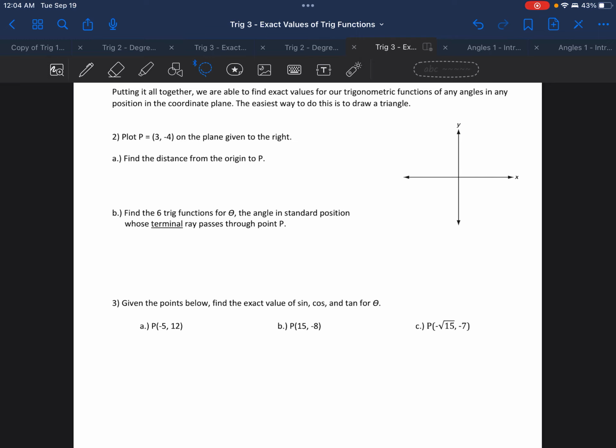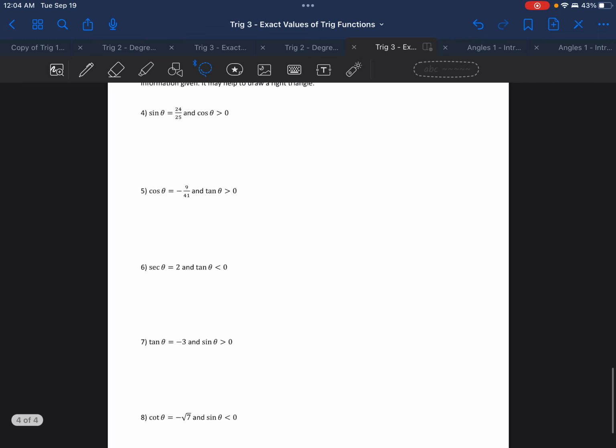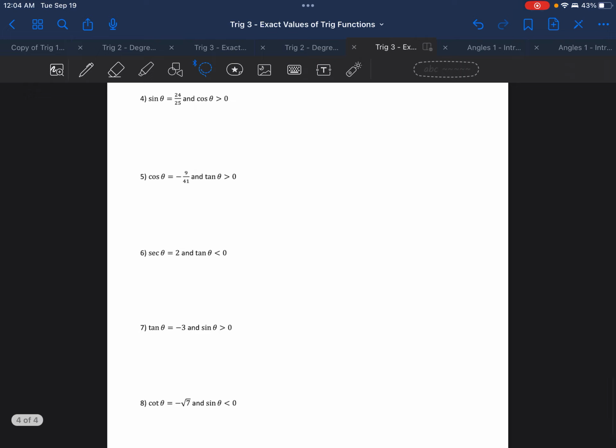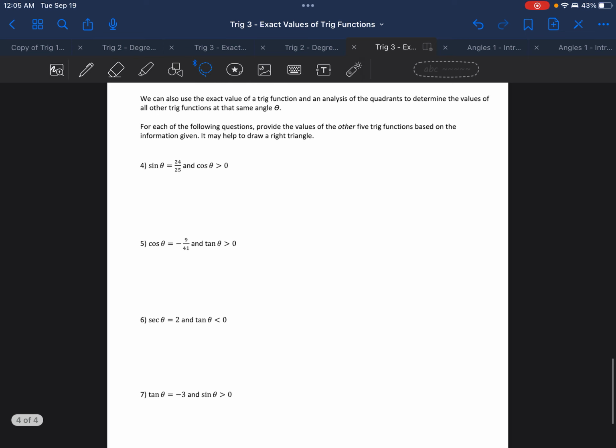Find your 6 trig functions, or in the case of number 3, just find sine, cosine, and tangent. The back page has more examples of here's one trig function, its value, and here's something you can tell me about one of the other trig functions, whether it is positive or negative. All that positive or negative does is tell you which quadrant you're in. But still, find the exact values of all other trig functions.